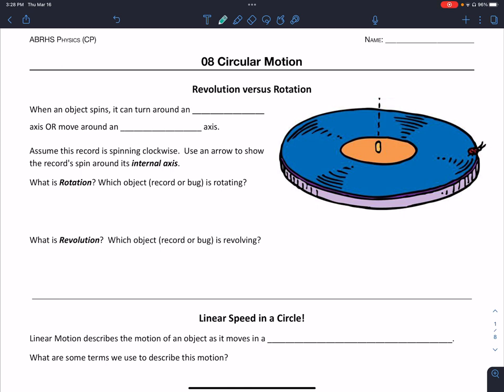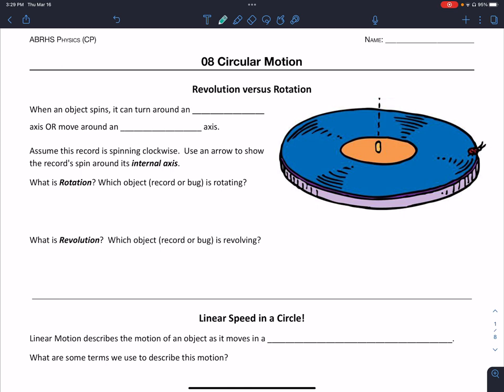Before we can get to the descriptors for that type of motion, we have to talk about two different terms, which are revolution and rotation. Revolution and rotation are different, as we'll see, and they each have their own set of formulas. When we talk about revolution versus rotation, it's all about an object spinning. I have a picture of a record player spinning, and on the outer edge, I have this little bug.